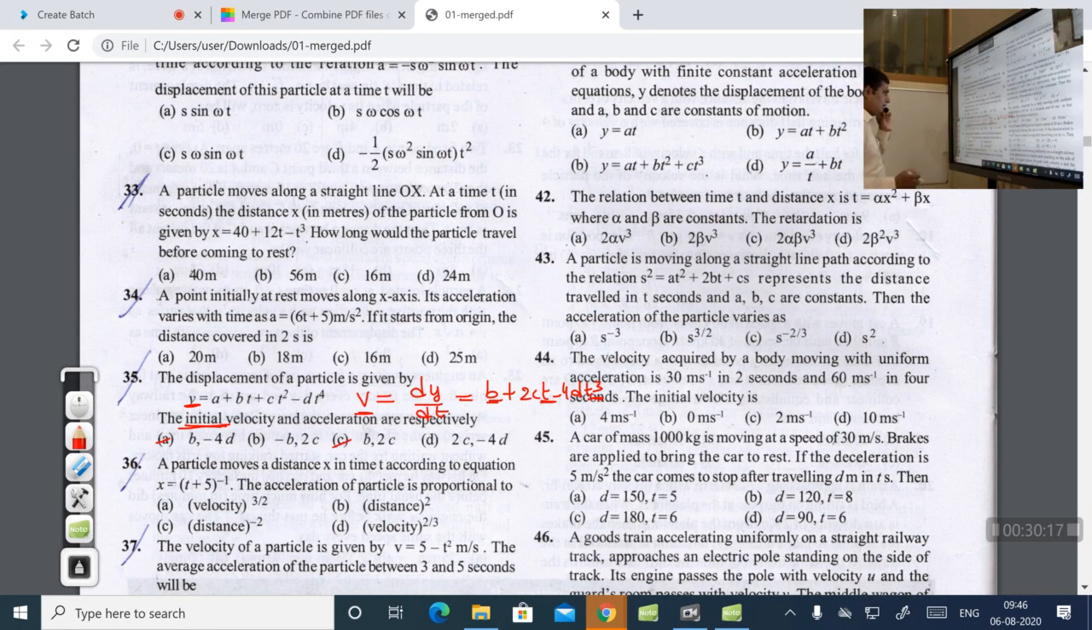Now you calculate the acceleration. Acceleration means again you have to differentiate this one. That means when you differentiate this equation, that is velocity, the differentiation of b is 0, differentiation of 2ct means 2c, minus 12dt square. Okay, so if you substitute time t equal to 0, then you will have how much, students? 2c. So 2c will be there. So option C is the correct answer.